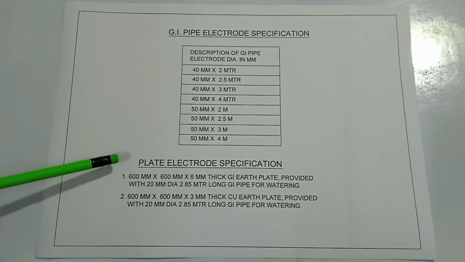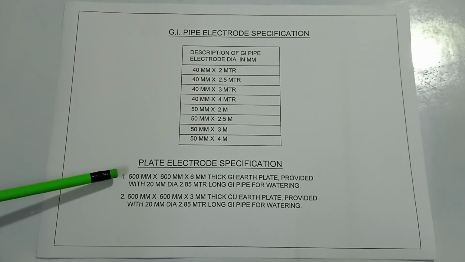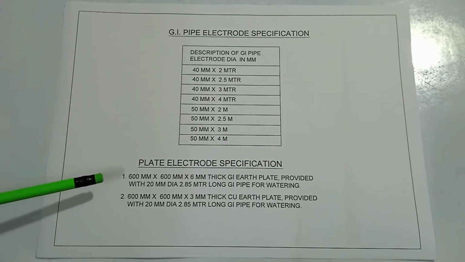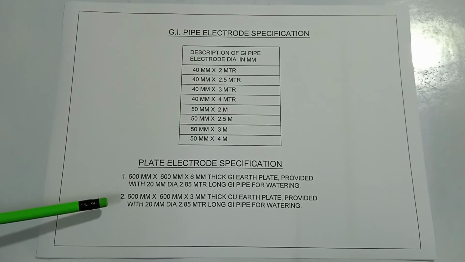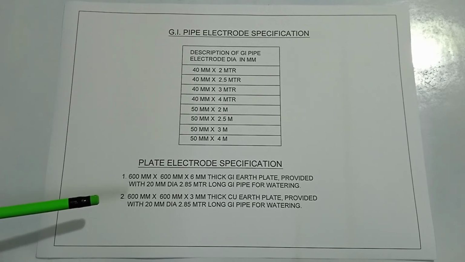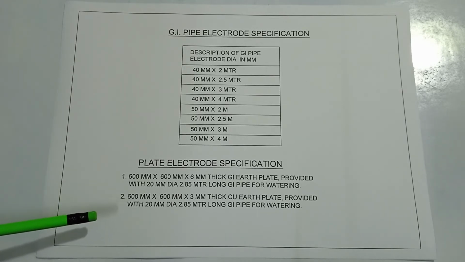Plate electrode specification: 600 mm into 600 mm into 6 mm thick GI earth plate provided with 20 mm dia, 2.85 meter long GI pipe for watering. And for copper, 600 mm into 600 mm into 3 mm thick copper earth plate provided with 20 mm dia, 2.85 meter long GI pipe for watering. Okay, next.